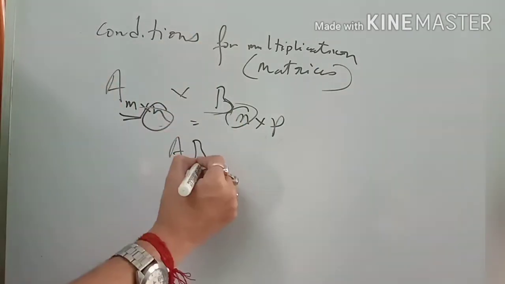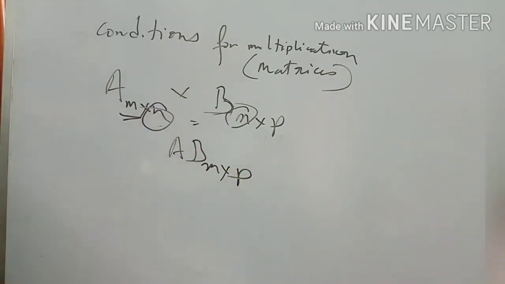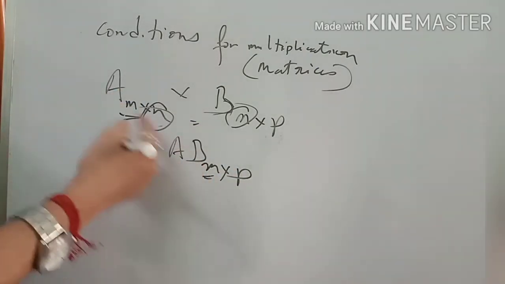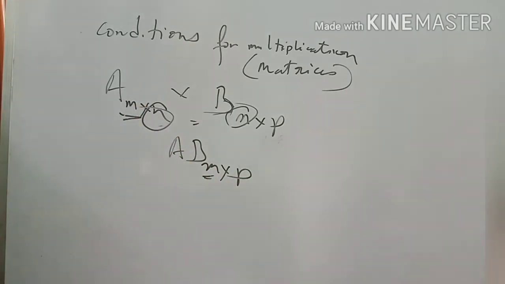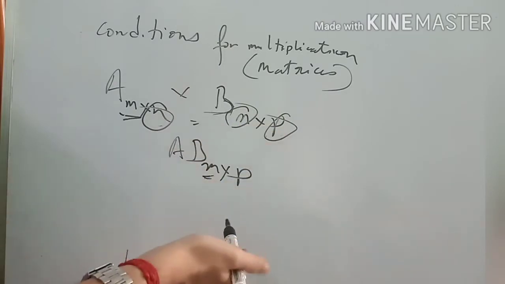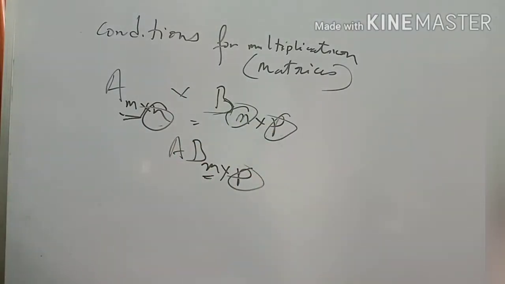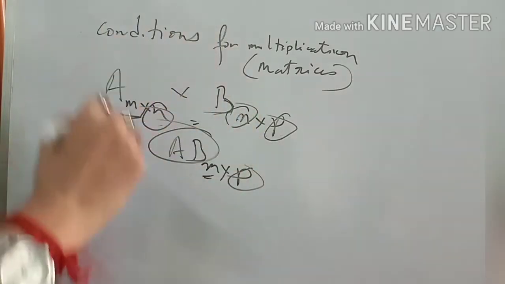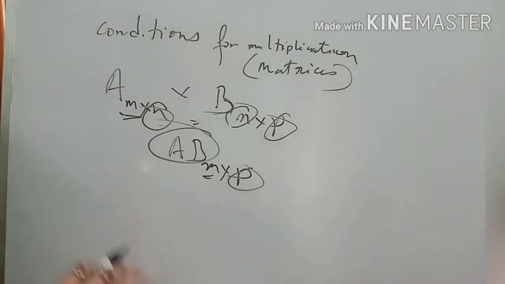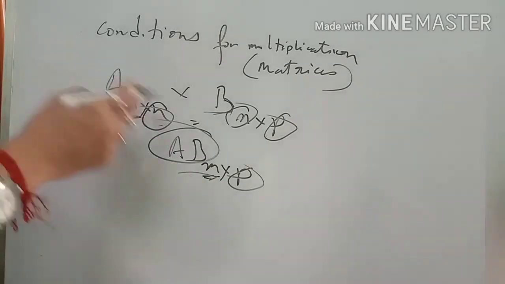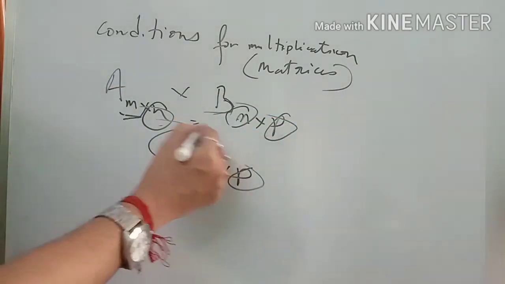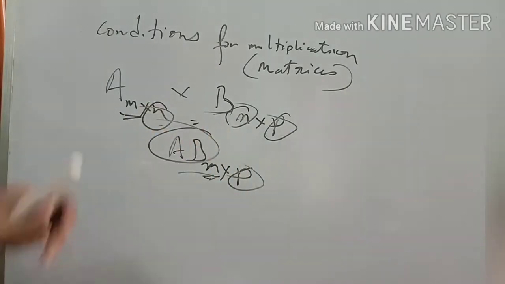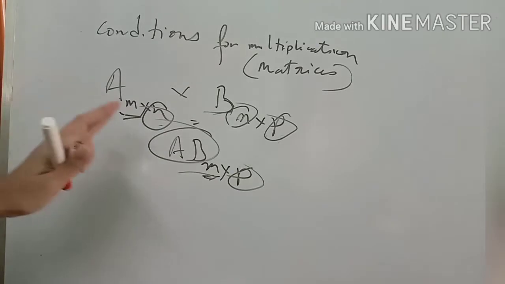The orientation of elements will be in the form m cross p. So the m of A will remain as the number of rows, and p, which was the number of columns in B, will become the number of columns for the product AB. Clear? For multiplication, the number of columns of A must be equal to the number of rows of B, and in the answer we are going to get the number of rows of A and the number of columns of B, when we are getting the answer in the form AB. Clear? AB.